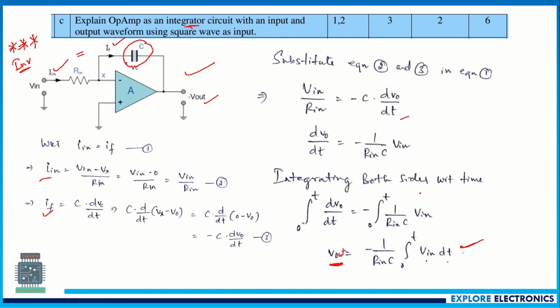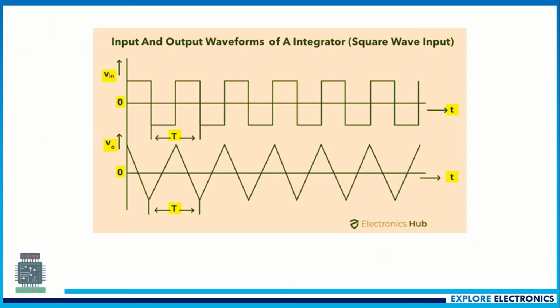The output expression is this, and then we need to draw the output waveform and input waveform for the square wave. If you apply the square wave like this, this is the output of the integrator we are going to get. So here you can clearly mention the time for one complete cycle, and also how the time is going to be matched in the triangular wave.